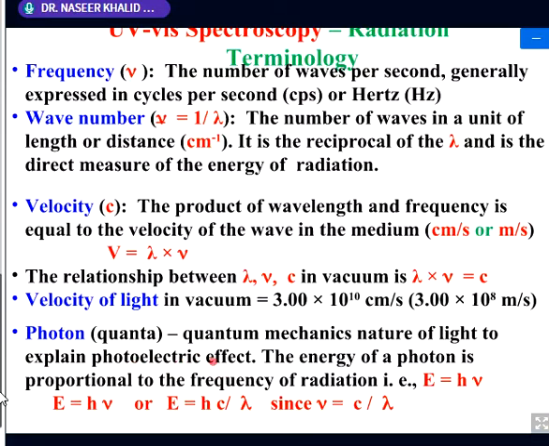This is what is confirmed by means of the photoelectric effect. It means that the photon is a fixed quantum of energy. The energy of a photon is proportional to the frequency of the radiation: E = hν, or E = h c/λ, because ν = c/λ. So if we replace ν with c over λ in the first equation, we get E = hc/λ. This is the relation between the frequency of radiation and energy.